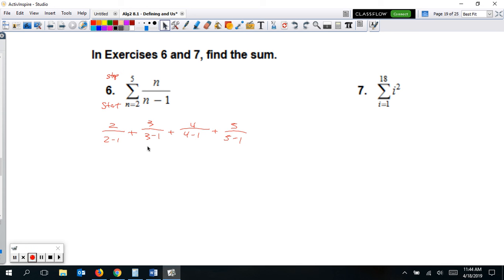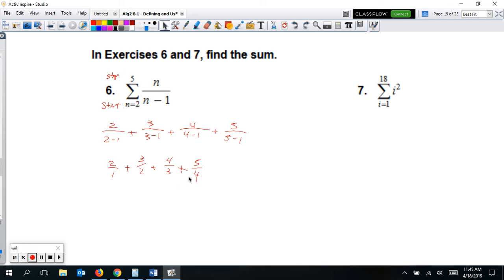And so now we can just simplify this. So this is going to be 2 minus 1 is going to give me 1 right there. So we're going to see 2 over 1 plus 3 over 2 plus 4 over 3 plus 5 over 4 as we just subtract each of those numbers to simplify these fractions. So now what we need to do is, in order to add these together, just like any adding fraction situation, we need a common denominator between 1, 2, 3, and 4.